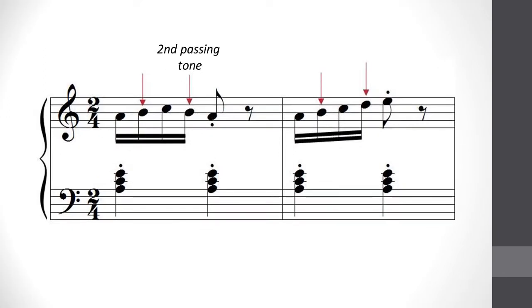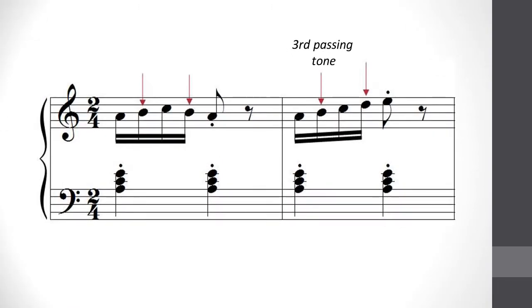The second passing tone. The third, fourth, and fifth notes are C, B, and A. B is the passing tone because it is between the chord tones C and A. It also moves in a stepwise and continuous downward motion.